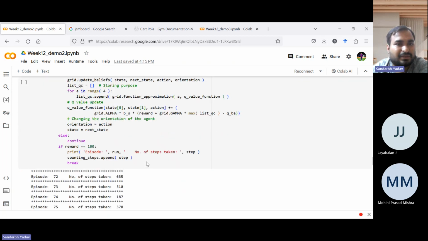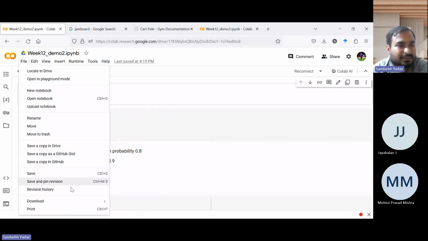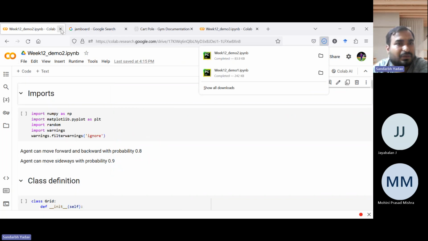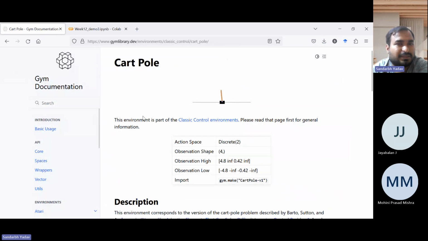Again, with this also you can play around with parameters and everything, and as usual, you can try out stuff. I'll share this also, and now we go back to the third demo, which is about our favorite CartPole environment. And you might remember the action space and observation space.